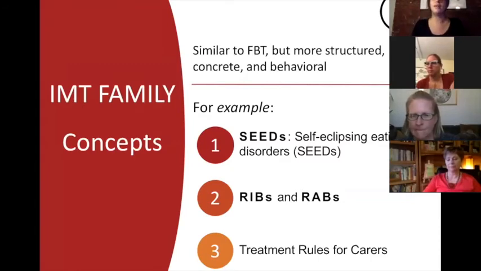So again, the FBT section, or the family section of IMT, is similar to FBT but different. For example, it includes concepts like self-eclipsing eating disorders. In FBT, there's the overlapping Venn diagram model where we see the eating disorder coming in front of the person and hiding the person. We flesh that idea out a little bit more. Again, we introduce behavioral language. So we have something called RIBS and RABs, which are reinforcement interfering and allowing behaviors, and treatment rules.